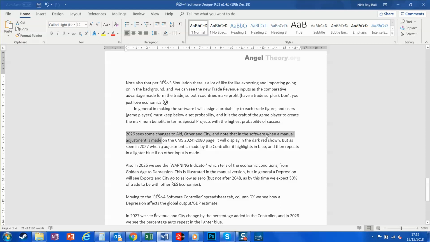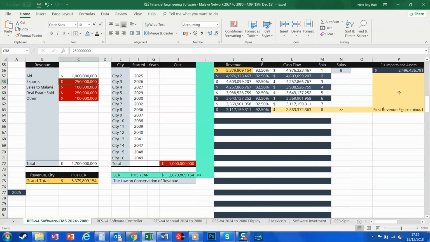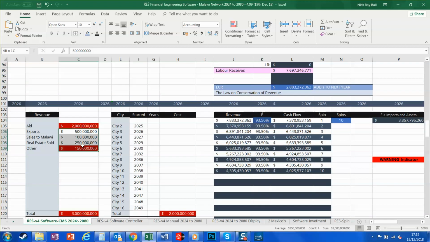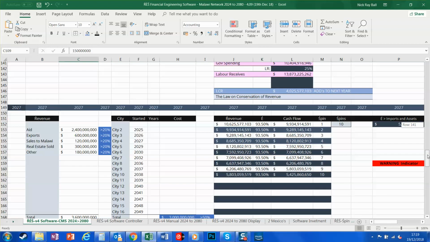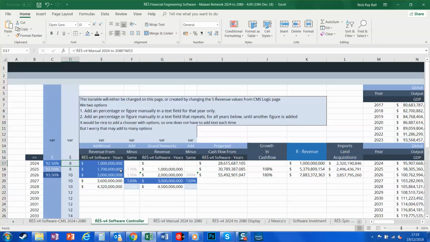2026 sees some changes to aid and other. Notice that I'm displaying it in dark red whenever I make a change, or at least I'm trying to. It's not totally essential, but it helps when reviewing. For example, here, all these have changed, so they've gone into a dark red. That's changed. Following year, these three stay the same, so it stays the same, and these have gone into a dark red. The following year, however, instead of these changing from this page of the CMS, once I make the computer, it will come from here.